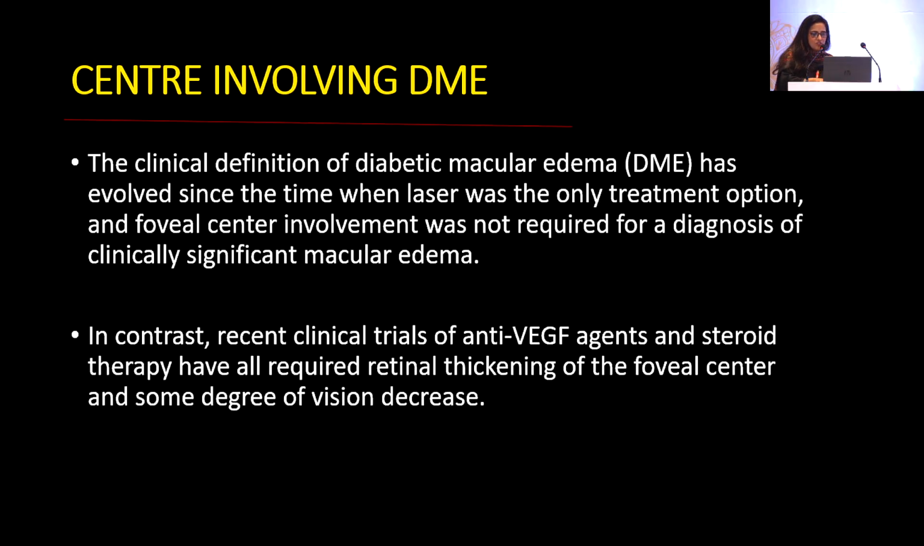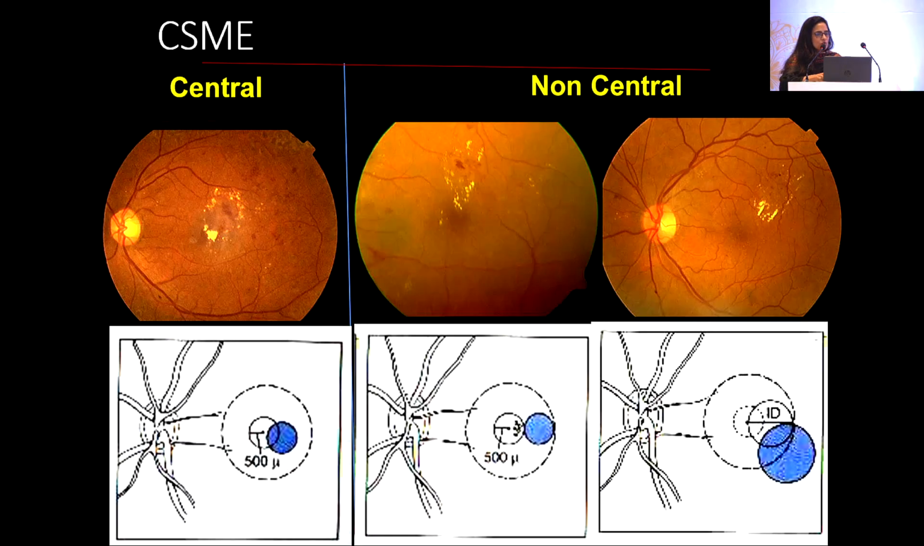Now, the definition of central, we all studied about CSME, and this definition has now evolved over time. Now the definition requires the foveal center to be involved. So this was the classic definition of the CSME that we studied. But now we speak in terms of central involving and non-central involving diabetic macular edema.